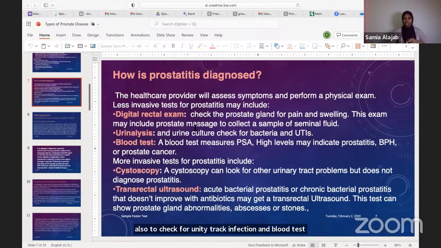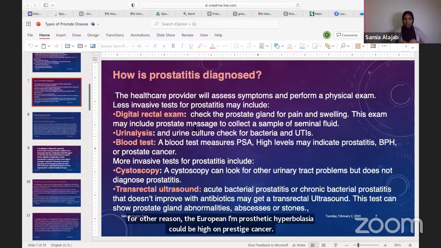You can do CBC and blood urea nitrogen in case of complication for the kidney. CBC will show leukocytosis in case of acute infection. A high level of prostate-specific antigen may indicate prostatitis, but it could be for other reasons. Benign prostatic hyperplasia could be high, or prostate cancer.